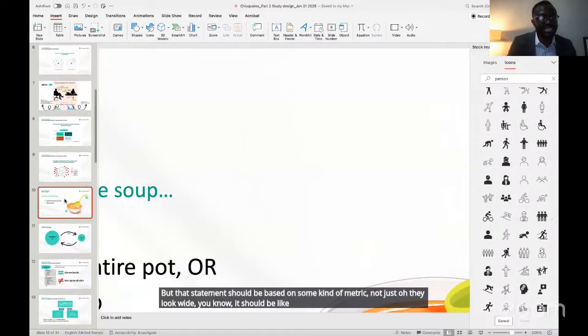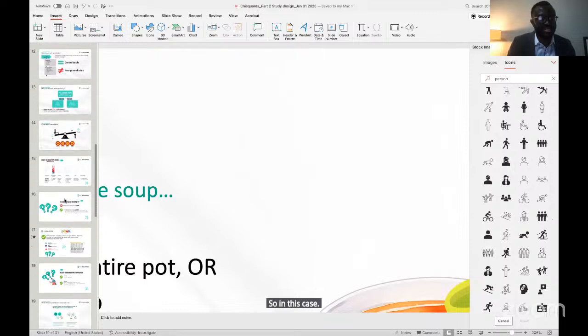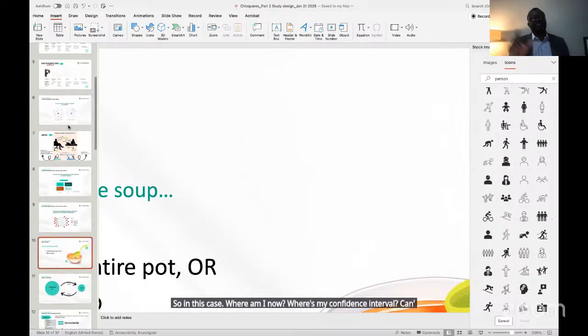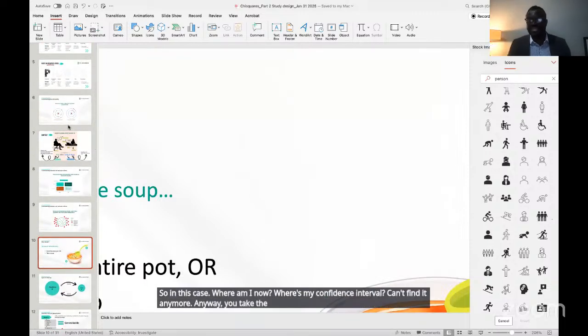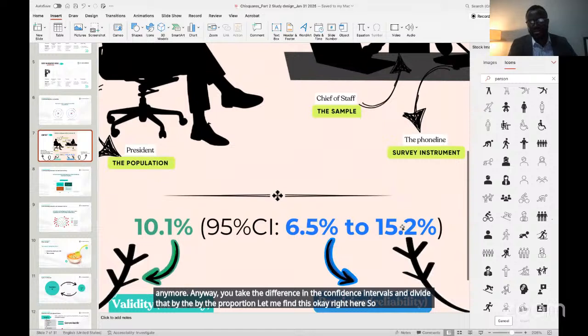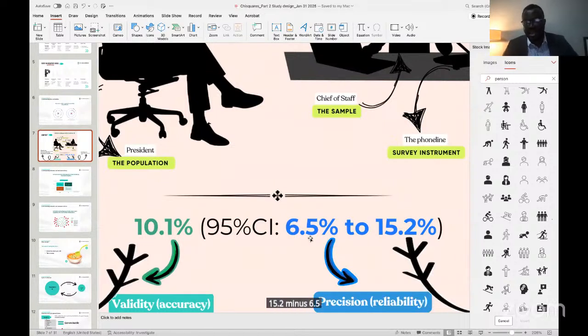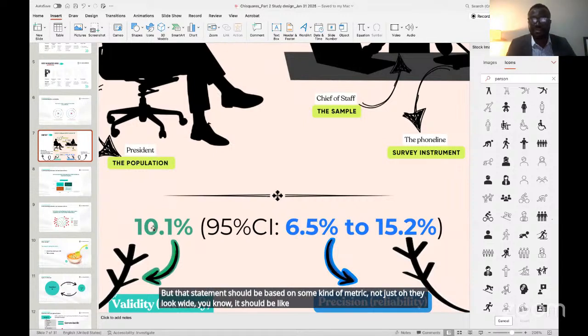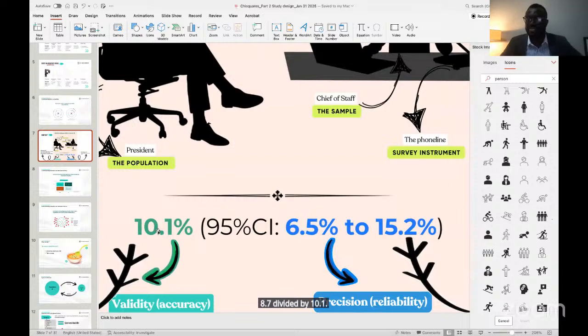So in this case, where's my confidence interval? Can't find it anymore. Anyway, you take the difference in the confidence intervals and divide that by the proportion. Let me find this. Okay, right here. So the difference, 15.2 minus 6.5 is what? We said 8.7, right? 8.7 divided by 10.1 is what?